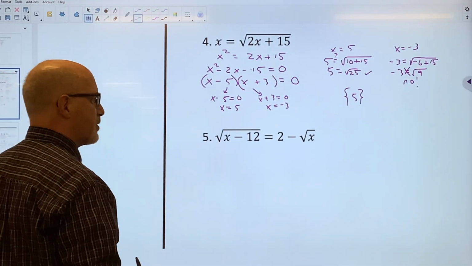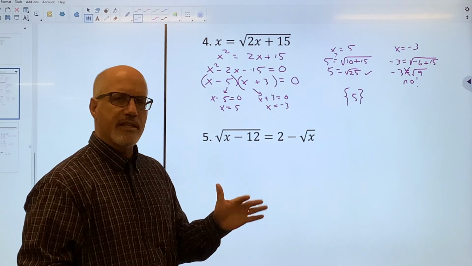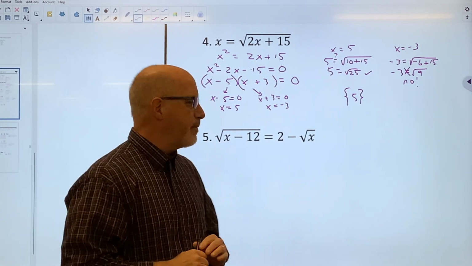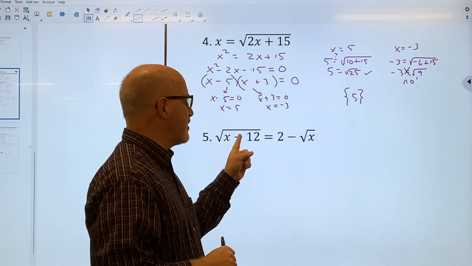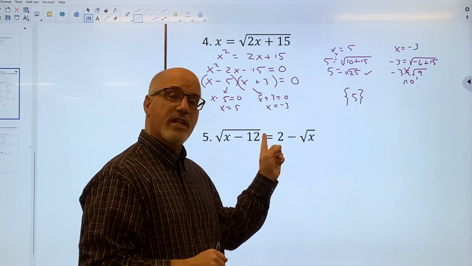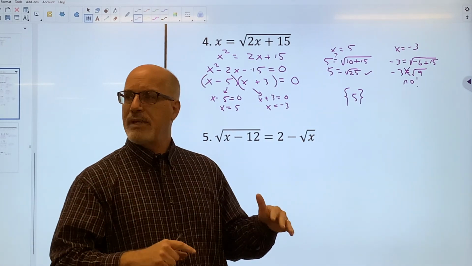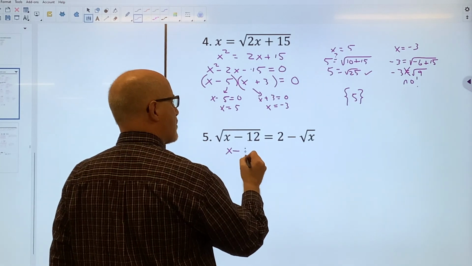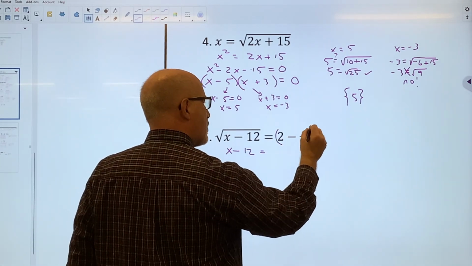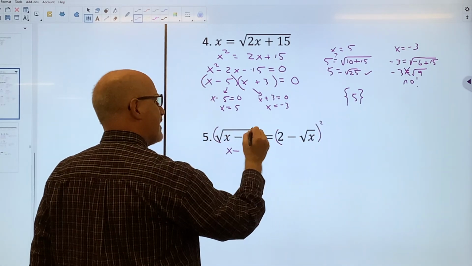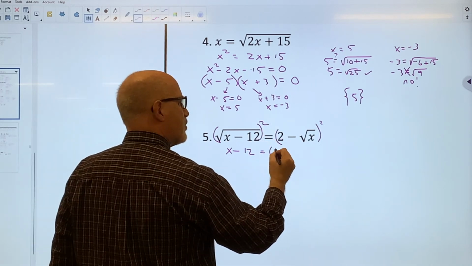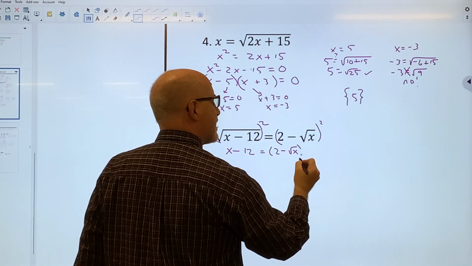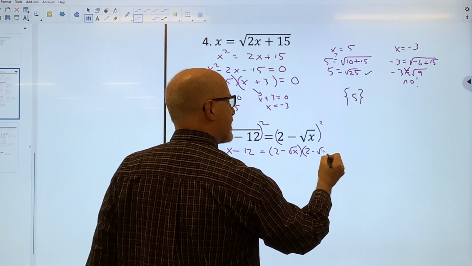And lastly, let's do this one. This one is a little more complicated. This is a more advanced problem. And the reason why it's advanced is because you've got 2 square roots on both sides, and when I square, you're going to have to repeat the steps for this. So when I square this side, I get x minus 12 equals, and squaring this side, I'm going to have to do 2 minus the square root of x times 2 minus the square root of x.